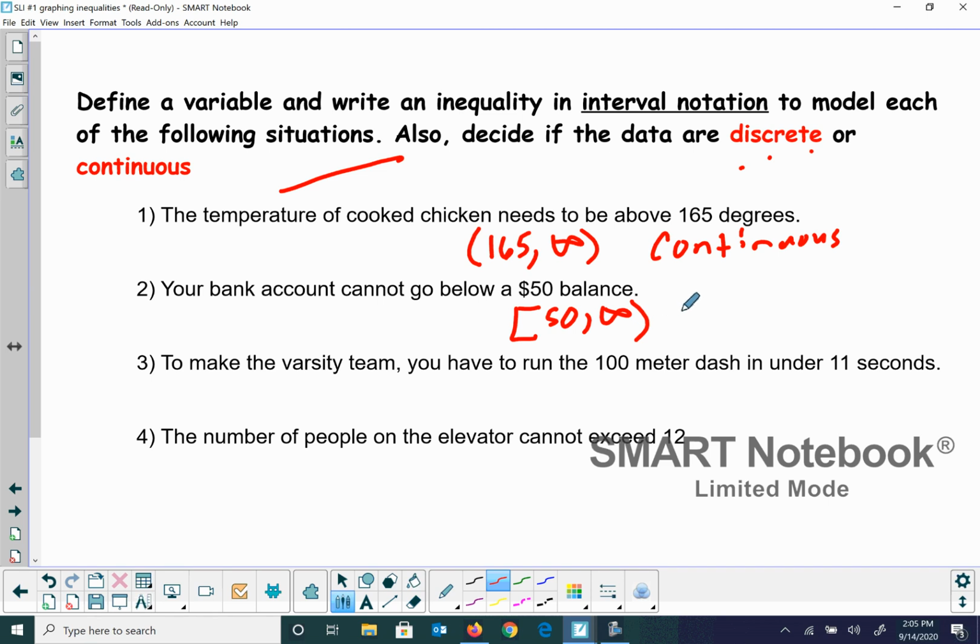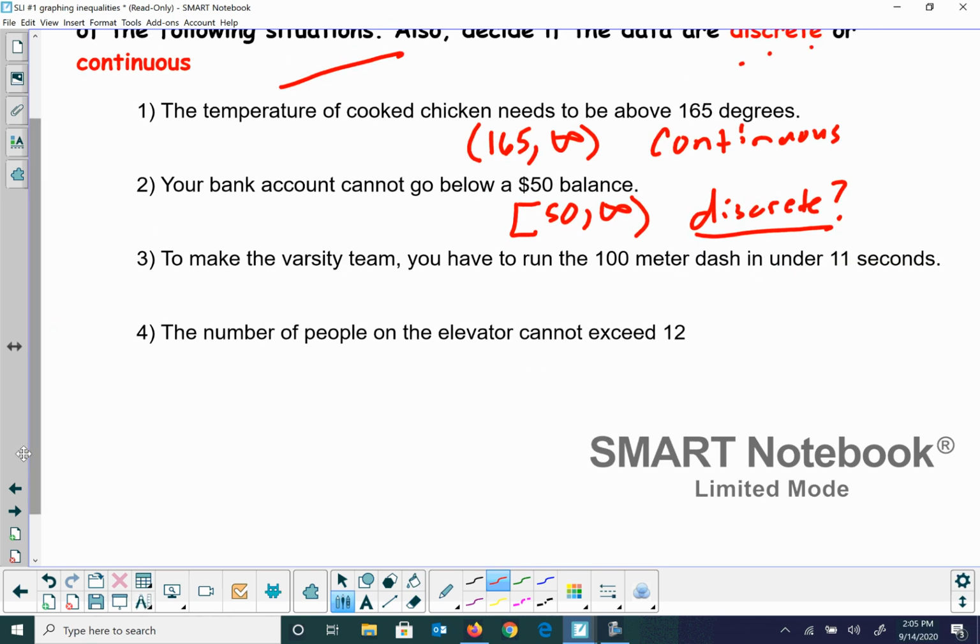So this would be discrete. And the reason it would be discrete is if we were to even go down to the nearest penny, like if we had $50.12, but then I could have 13 cents or 14 cents. I can't have a lower decimal than that. But double check with your teacher if they want this one to be discrete or continuous. I'm thinking it has to be discrete because we have a cut-off decimal, but they would be able to answer that for you.